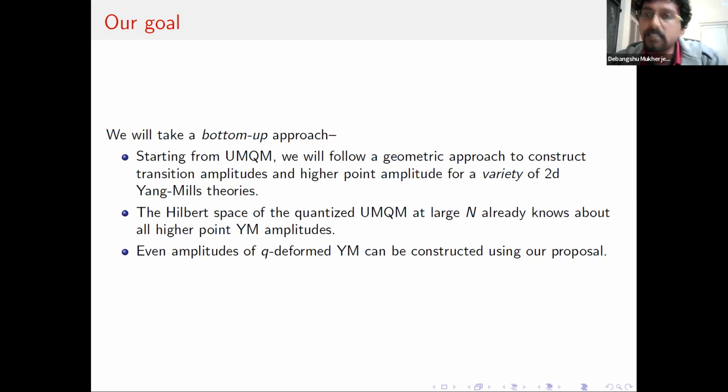And what I'm going to essentially argue is that once I quantize these little fluctuations around my classical solution and build up a Fock space with these states, the Hilbert space that I'm constructing essentially knows at large N about all the higher point Yang-Mills amplitudes. And in fact, amplitudes of other variants of 2D Yang-Mills theories, which I was just referring to right now. What I mean by variants is these sort of q-deformations of Yang-Mills theories, which we can also construct using our programs.